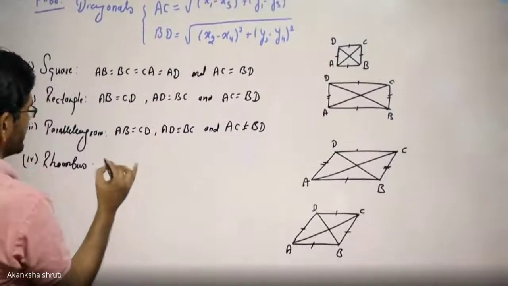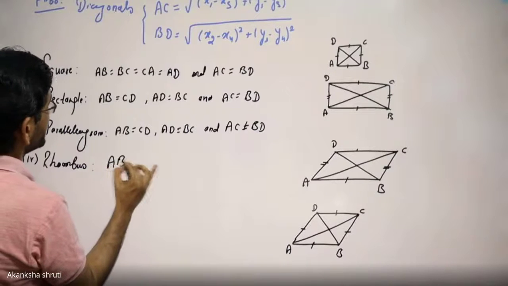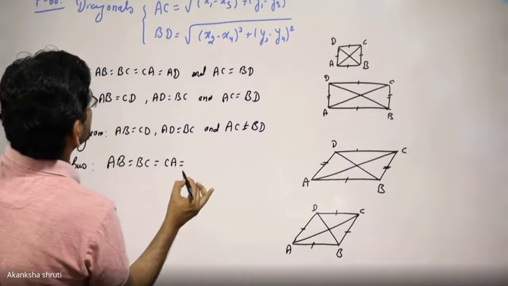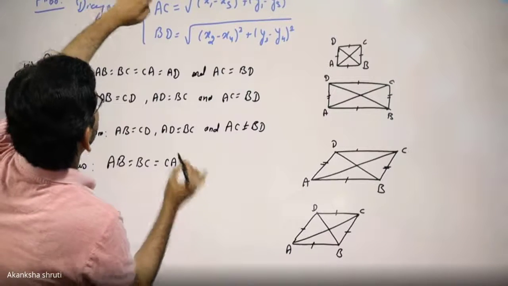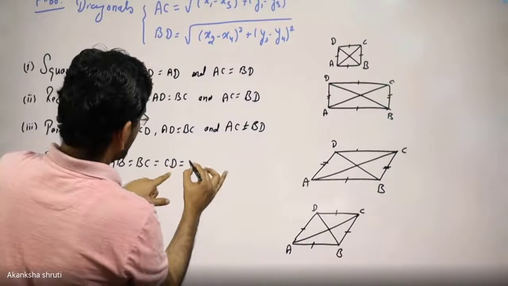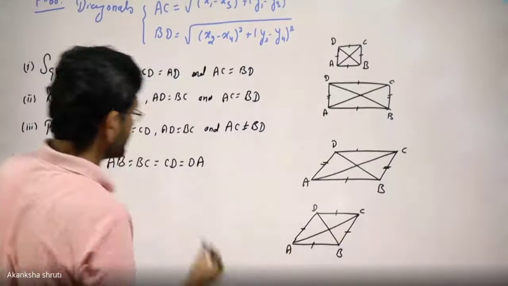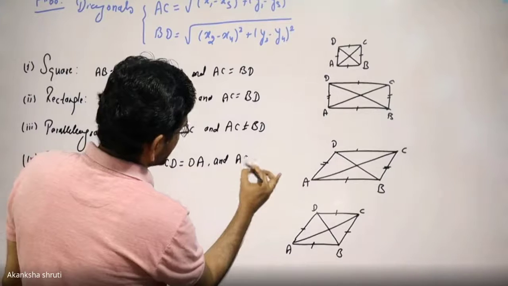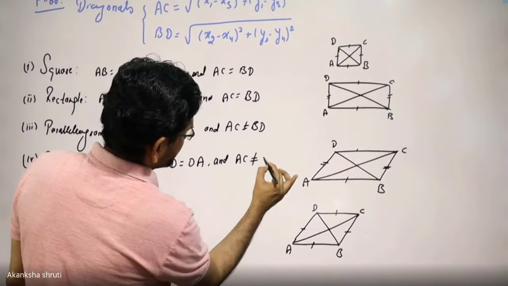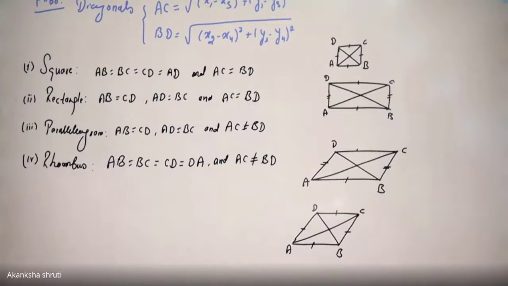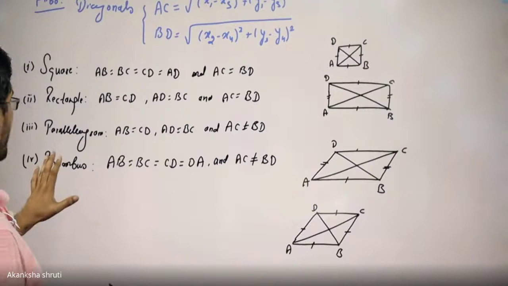So students, we can write for rhombus AB is equal to BC is equal to CD, sorry students, it is CD. CD is equal to DA. All the four sides are equal, but their diagonal AC is not equal to BD. This way it gets differentiated from the square. So these four are the important ones.